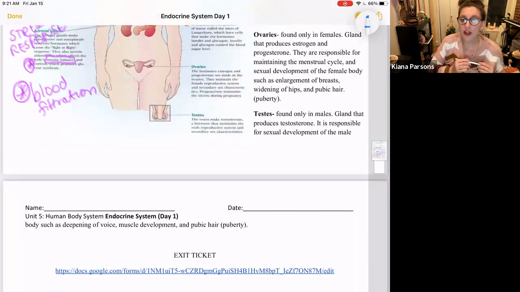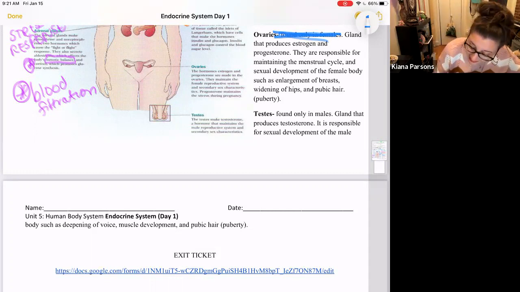Now let's talk about the gonads. The ovaries are a gland that produces estrogen and progesterone. People can have ovaries that are not female, so ignore my earlier wording. They are responsible for maintaining the menstrual cycle and the sexual development of the female body, such as enlargement of breasts, widening of hips, and pubic hair. These are called secondary sex characteristics, and they are controlled by hormones.